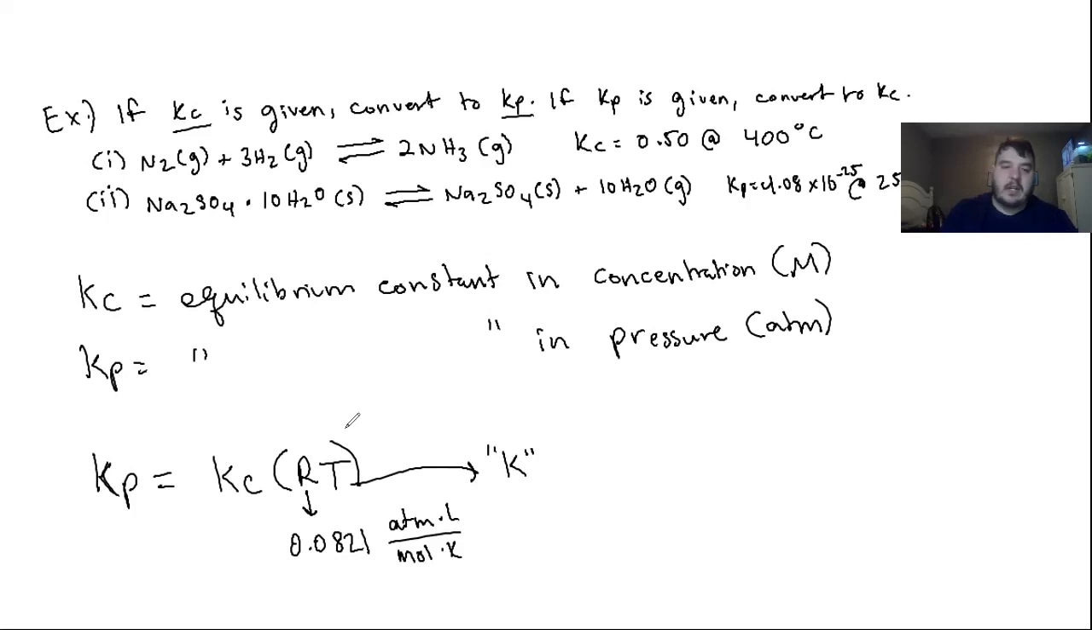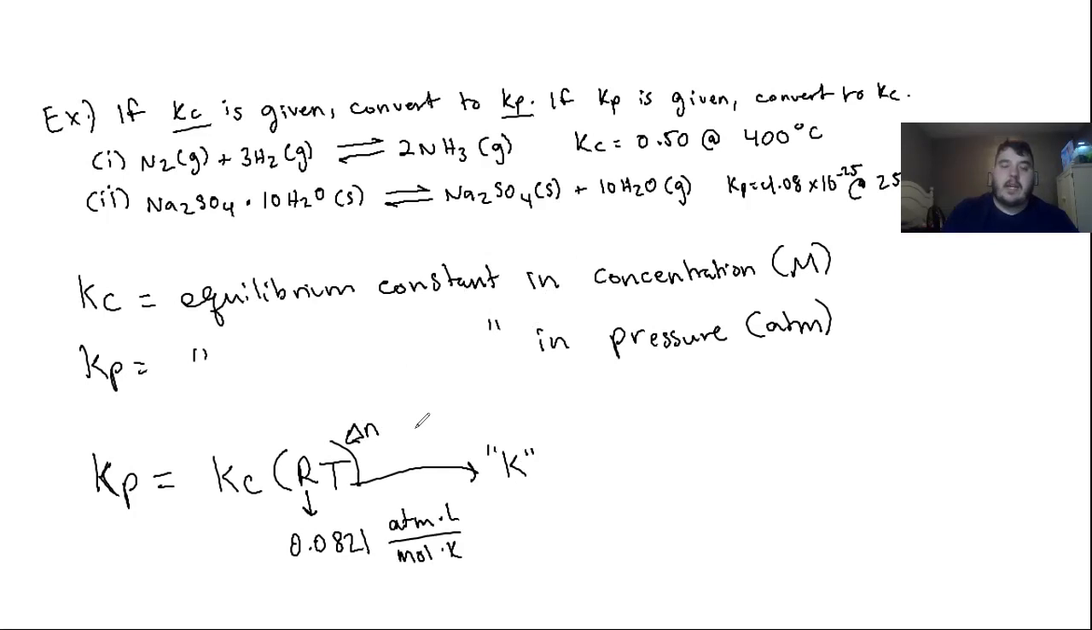And then, of course, at the very end, I don't want to forget this, delta N. Now, what is delta N? Delta N is basically the change of the coefficients of your products subtracted by the coefficients of your reactants. So we'll look at an example. We'll look at part 1 and part 2, and you'll be able to understand how these work.